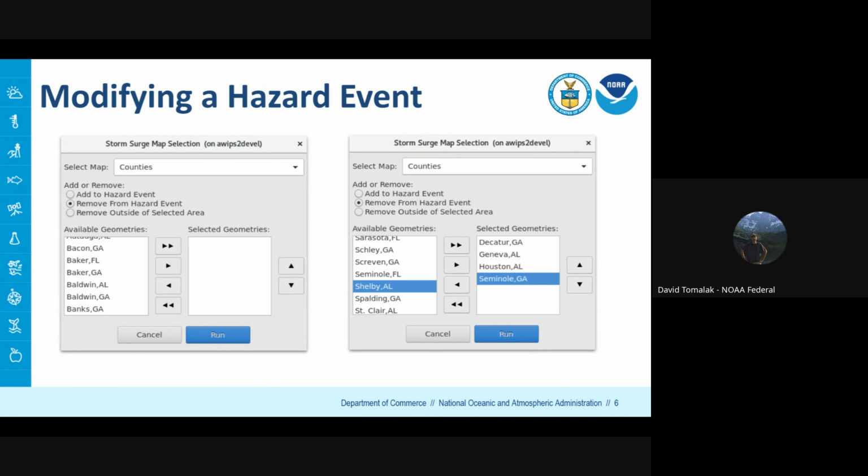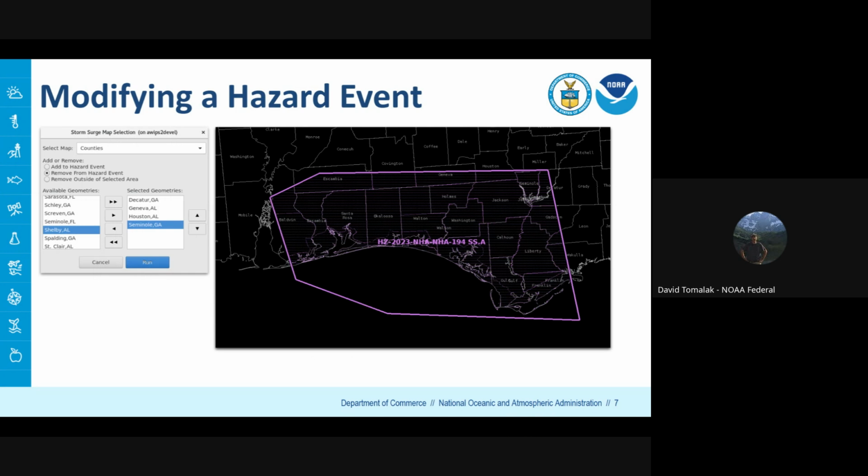The forecaster can then use the Modify Storm Surge Hazard Event tool to make some modifications. This tool is specific to storm surge. The goal is to give some autonomy. We want to give the forecasters a tool that will help them modify geometries in multiple ways, and it can also be used for other components such as evacuation. Next slide.